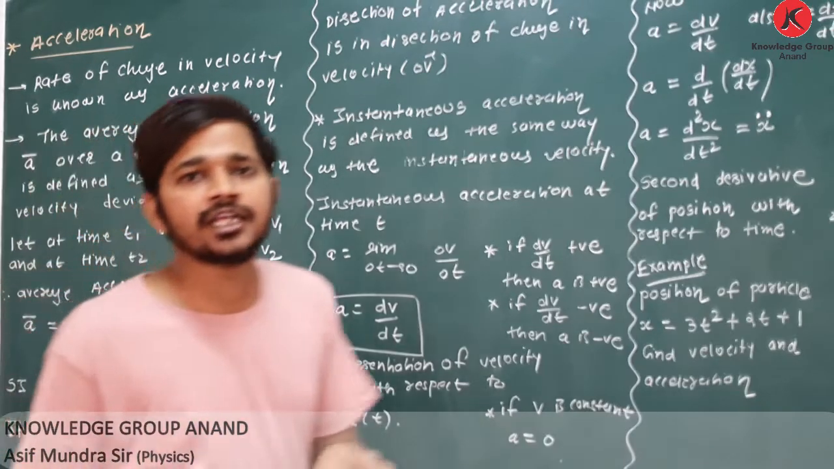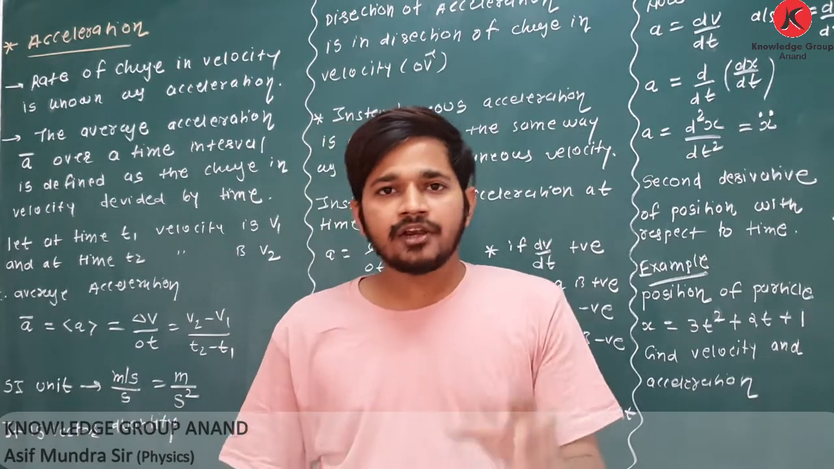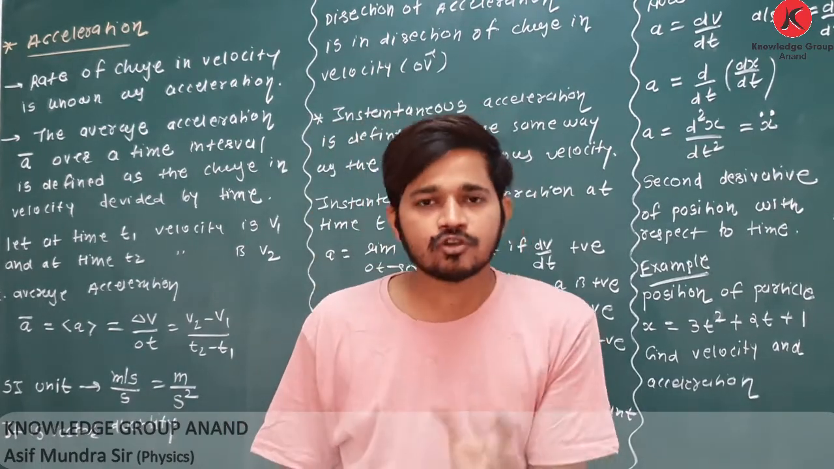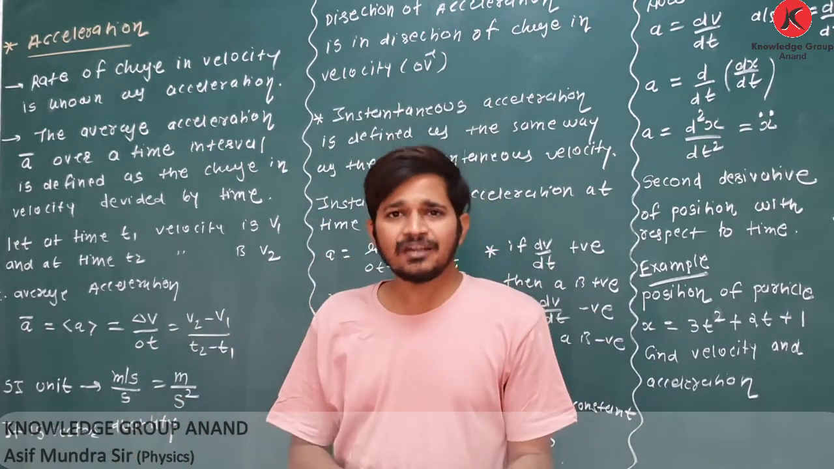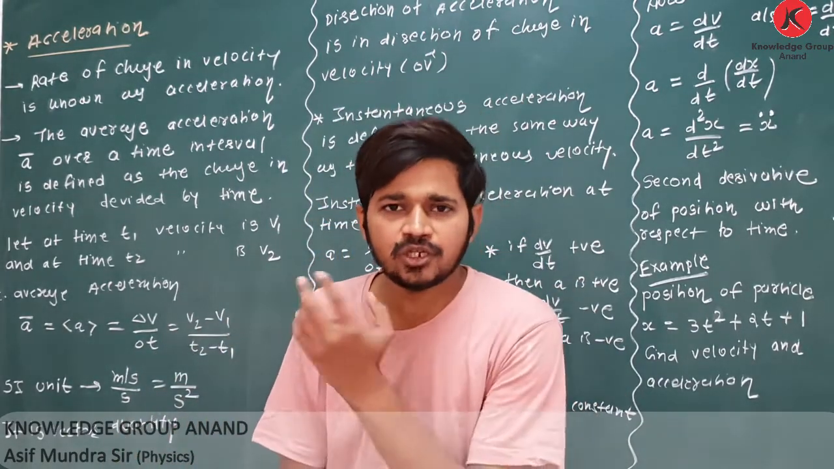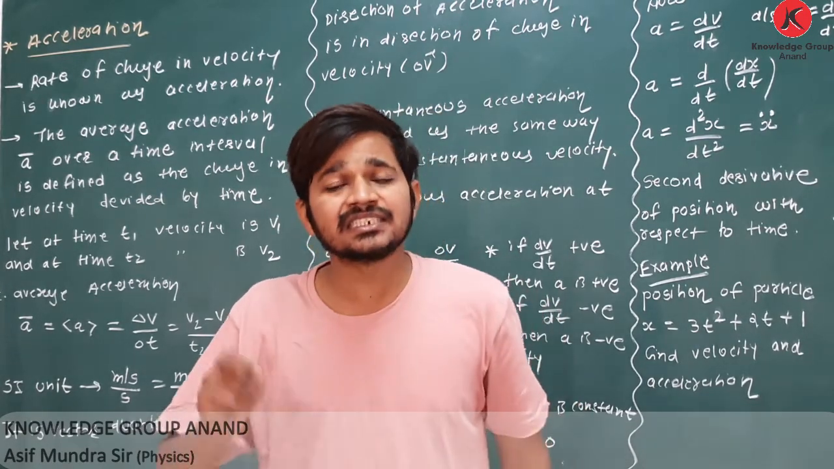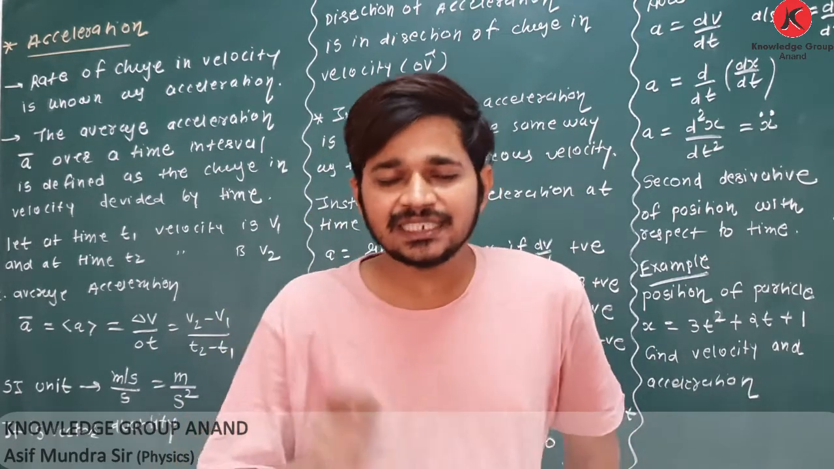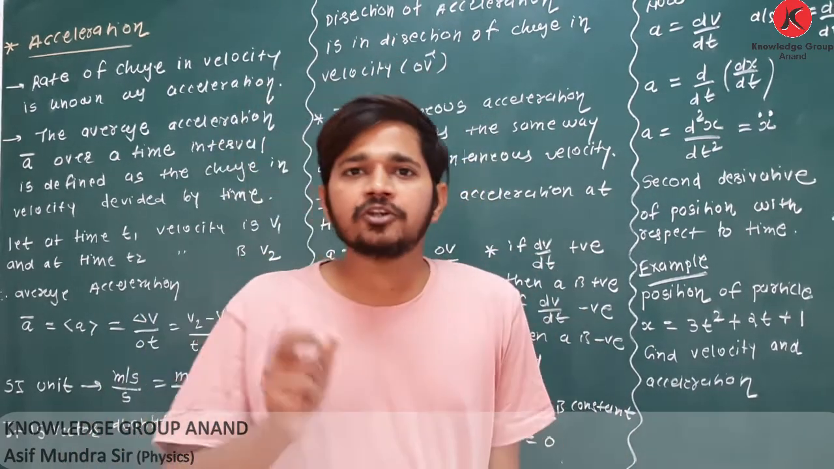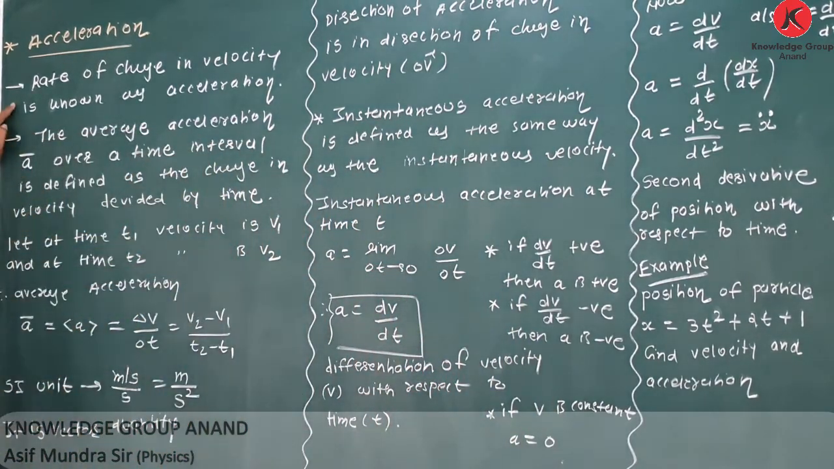Now, we have defined average velocity. Okay, how to define average velocity? Rate of change of position is called average velocity. If you compare this definition, how to write definition of average acceleration? Average acceleration is rate of change in velocity. See, rate of change in velocity is known as acceleration.